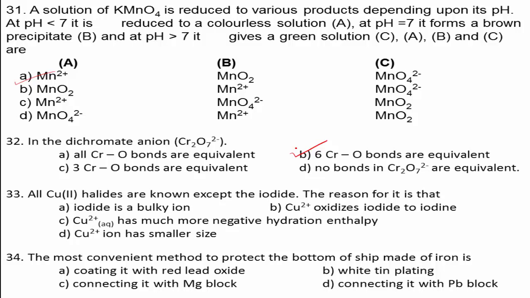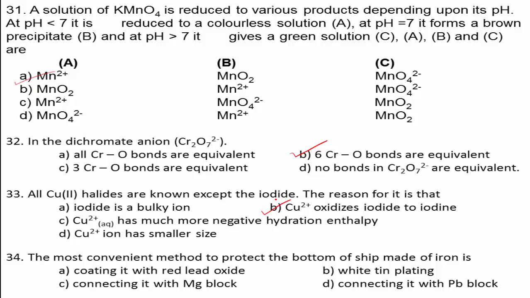Yes, we know iodide, that is I- ions, are stronger reducing agents. They reduce Cu2+ to Cu+. In other words, Cu2+ ions oxidize iodide to I2. Therefore, the correct answer for this question is option B.